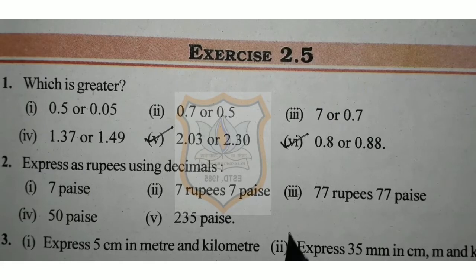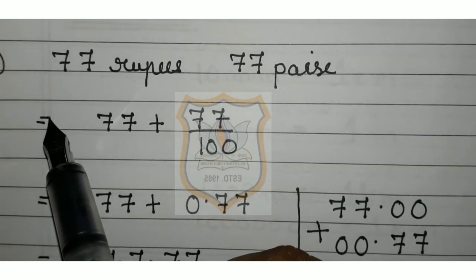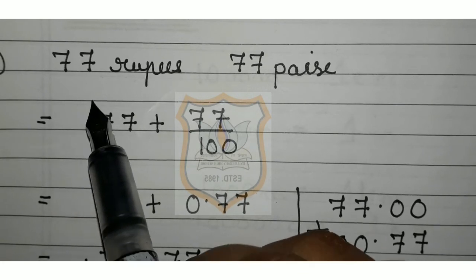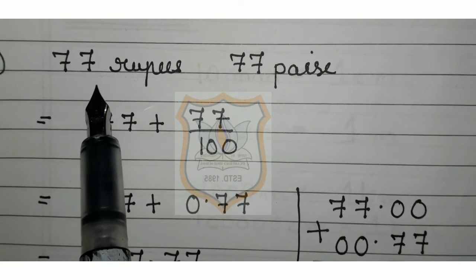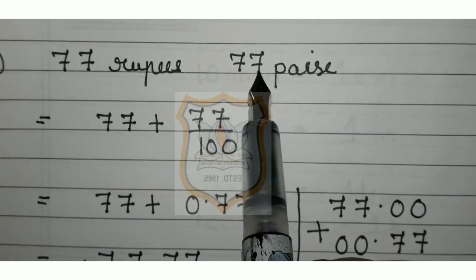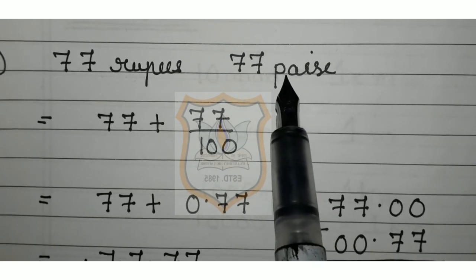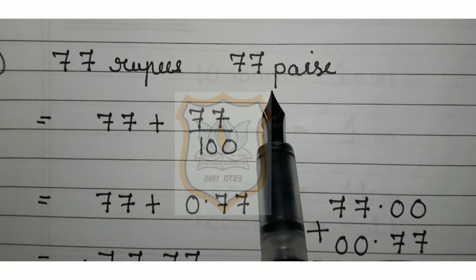Now, we will solve the third part of question number 2. That is, we have to convert 77 rupees 77 paisa into decimals. This 77 rupees is already in rupee form. So, we will convert this 77 paisa into rupees. To convert paisa into rupees, we have to divide it by 100.